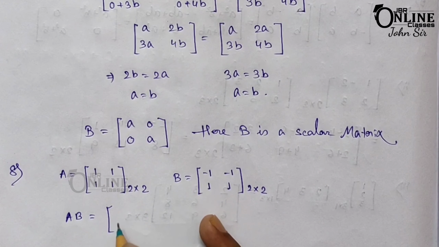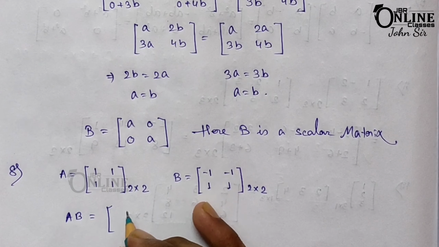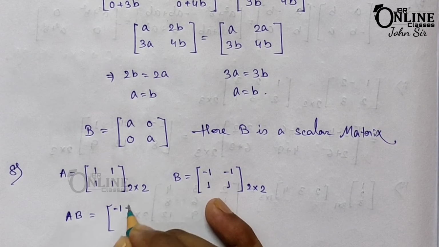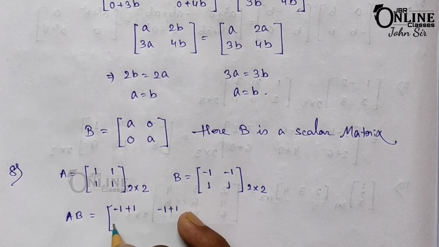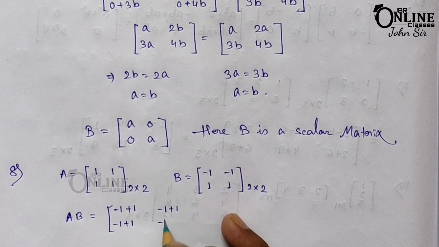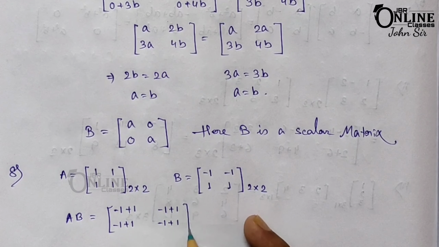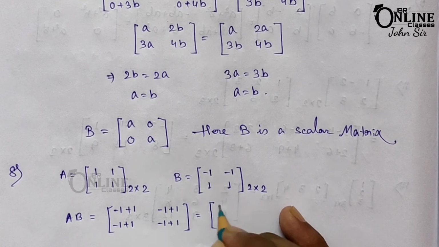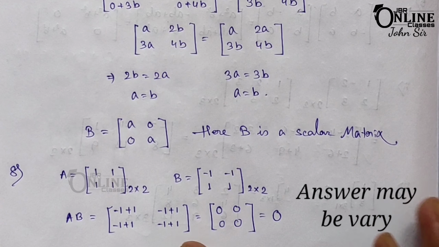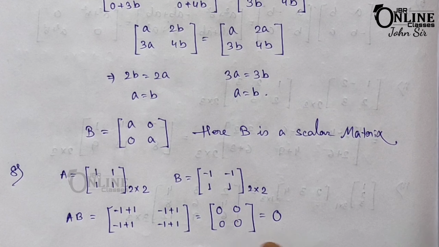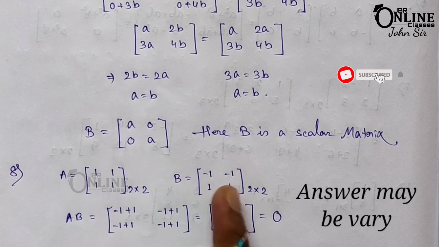Now here A into B. So if you multiply these two matrices, -1 into 1 becomes -1, then 1 plus 1, so -1 plus 1. Next one, -1 plus 1. Here also -1 plus 1. Here also -1 plus 1. Okay, so that equals 0 0 0 0. That means it's a null matrix or 0 matrix. So it's proved. So your answer will be this one and this one.